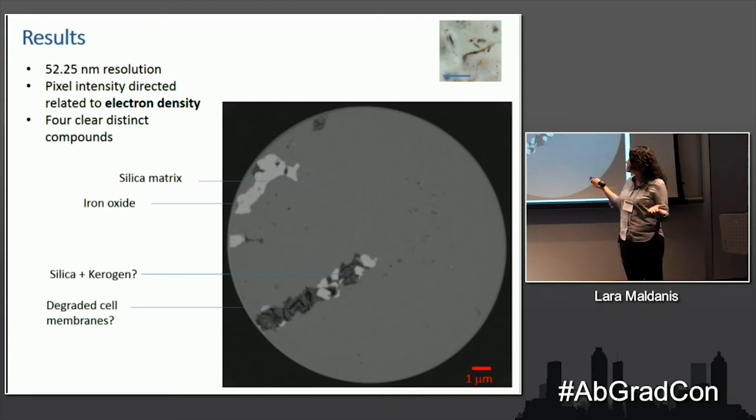So we could identify clearly four different compounds in these microfossils. We have here the silica matrix. We have these more white structures that are more dense. They are the iron oxides that we already could see in red in the optical microscope. And we have now the silica mixture with the organic matter. And we have also some really, really low density structures that may be the degraded components, the degraded cell membranes and septa that we had in the filament.